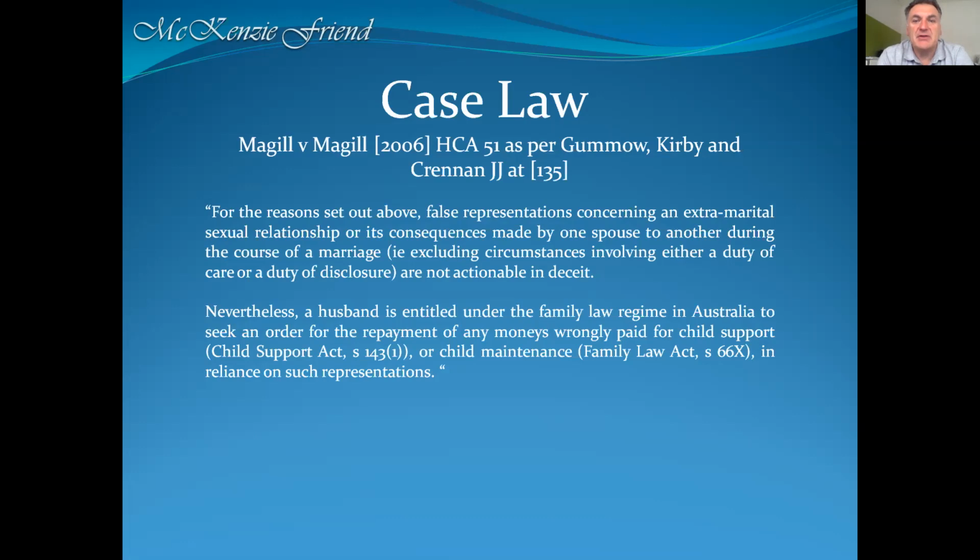for the reasons stated above, false representations concerning an extramarital sexual relationship or its consequences made by one spouse to another during the course of marriage, i.e., excluding circumstances involving either a duty of care or duty of disclosure, are not actionable in deceit. Nevertheless, a husband is entitled under the family law regime in Australia to seek an order for the repayment of any monies wrongly paid for child support under Section 143 of the Child Support Act, or child maintenance under Section 66X of the Family Law Act in reliance on such representations.